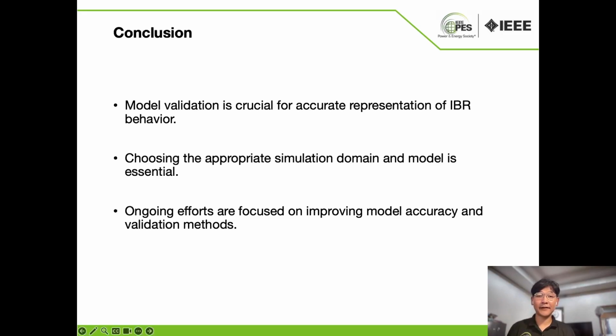This will help stakeholders make informed decisions, optimize IBR plant design and operation, and ensure seamless integration into the power grid. And that will be all for this session.